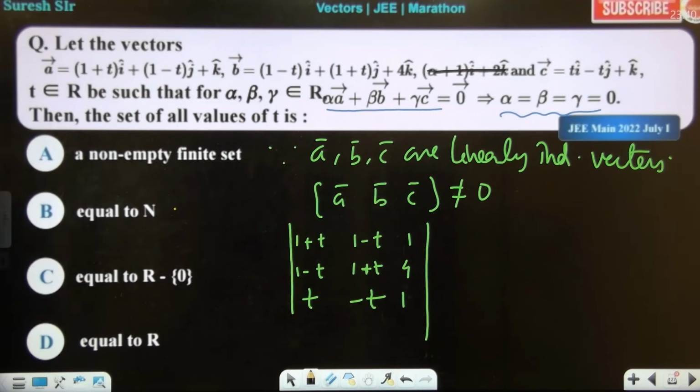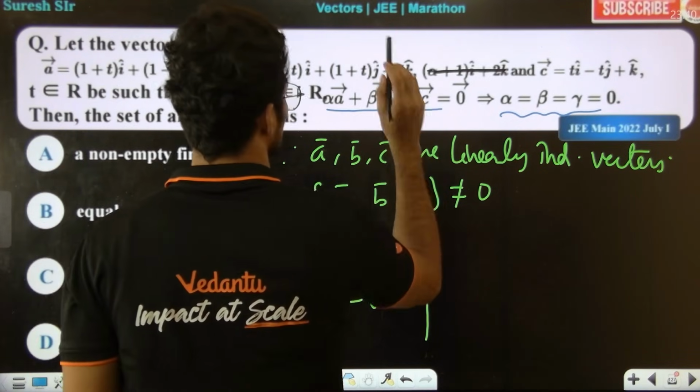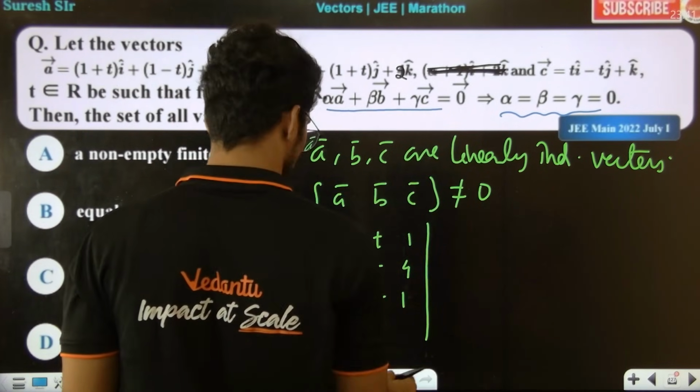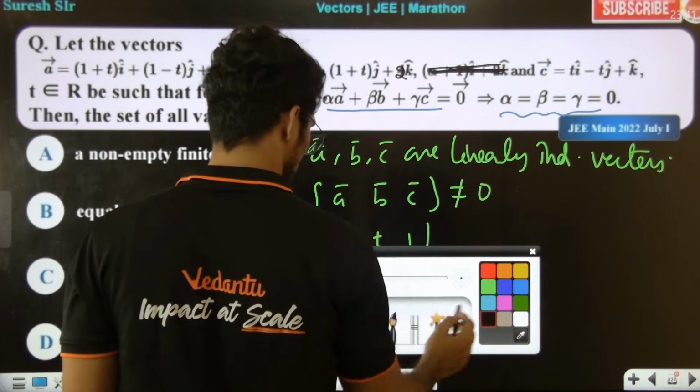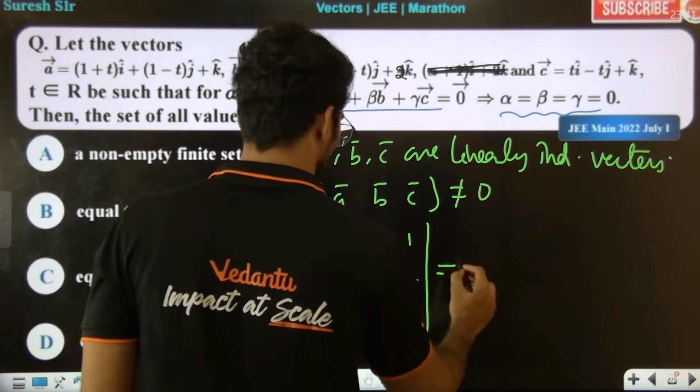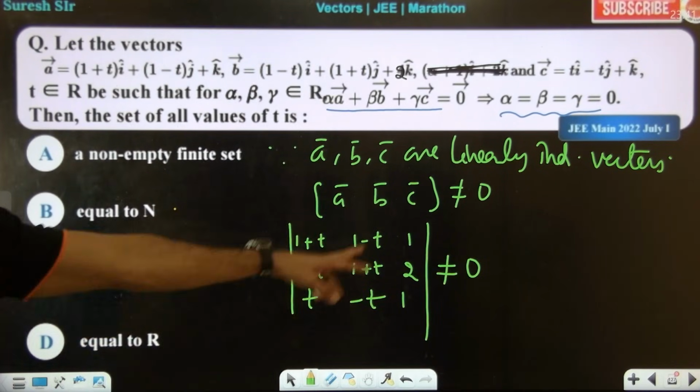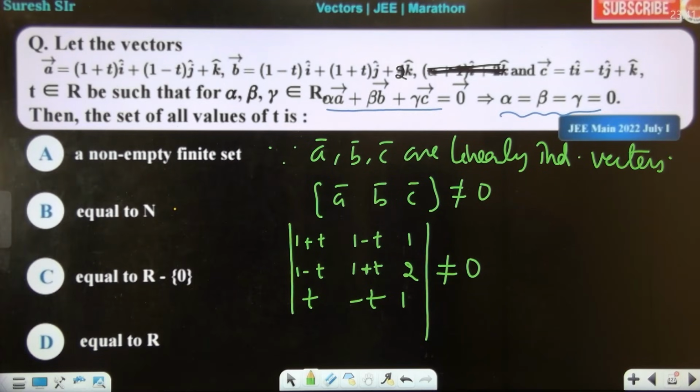So I'll do one thing. 1 minus t, 1 plus t, comma 2. Is it 2 basically? You take this as 2. You just forget about this. So this is 2, sir. If this is 2, this should not be equal to 0. Yes or no? So t minus t1 should not be equal to 0. Any doubts? The rows are 1 plus t, 1 minus t, 1; 1 minus t, 1 plus t, 2; and t minus t1. Yes or no?